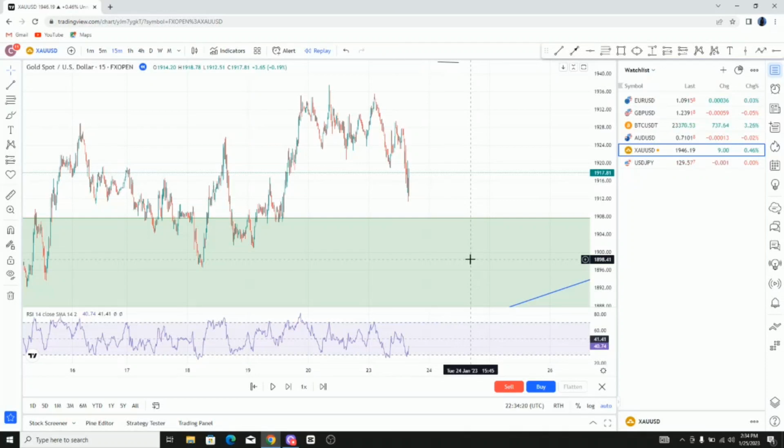So I'll guide you step by step on what I saw and what made me take the trade in this certain way, using my trend line and SMC, which is smart money concept. So without wasting time, let's dive in and see what really happened and what I was looking at.